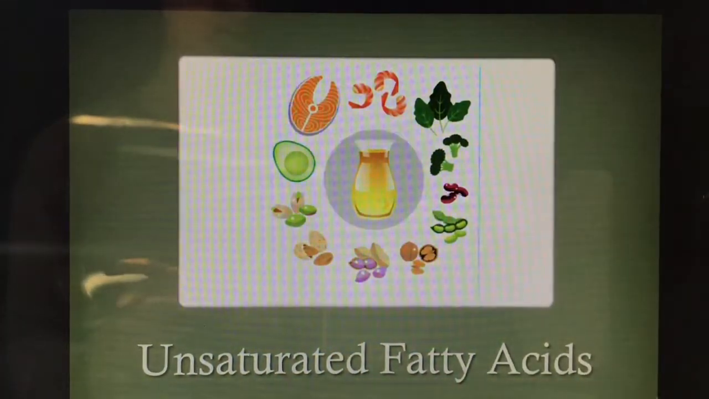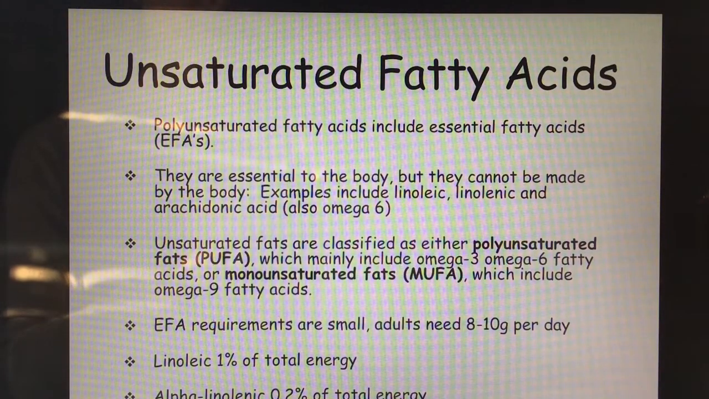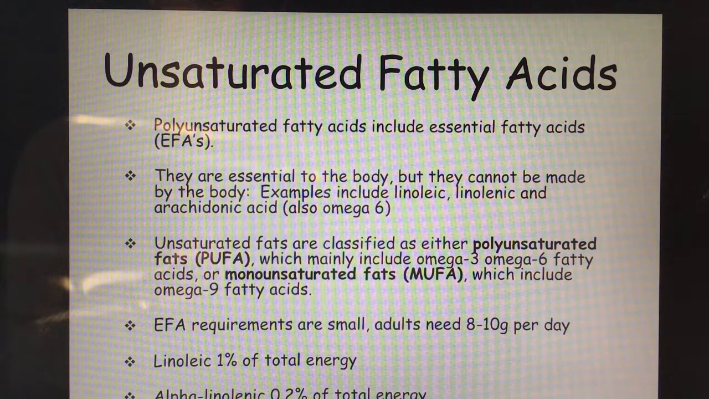Next, we're going to look at unsaturated fatty acids. Unsaturated fatty acids include essential fatty acids, which are essential to the body, but they cannot be made by the body. So the examples of essential fatty acids are linoleic, linolenic, and arachidonic acid, also called omega-6. Unsaturated fats are classified as either polyunsaturated fats, PUFAs, polyunsaturated fatty acids, which mainly include omega-3 and omega-6 fatty acids, or monounsaturated fats, MUFAs, which include omega-9 fatty acids.